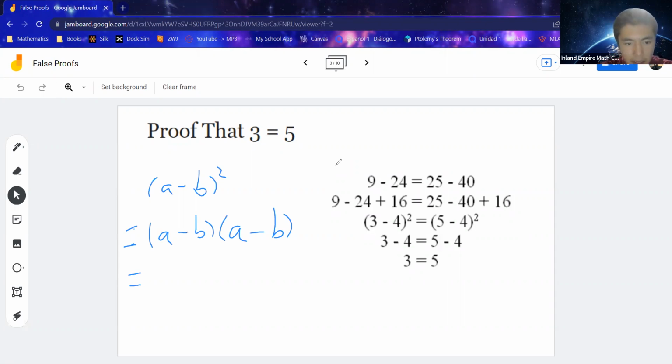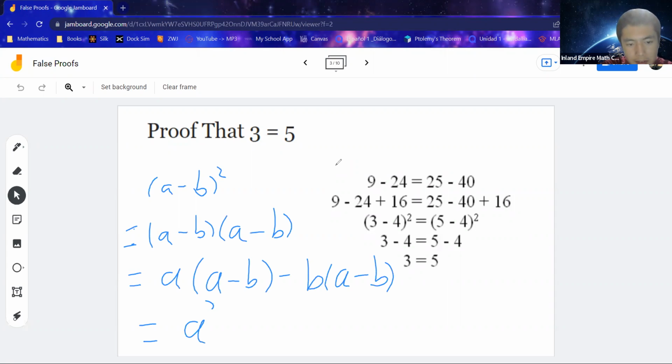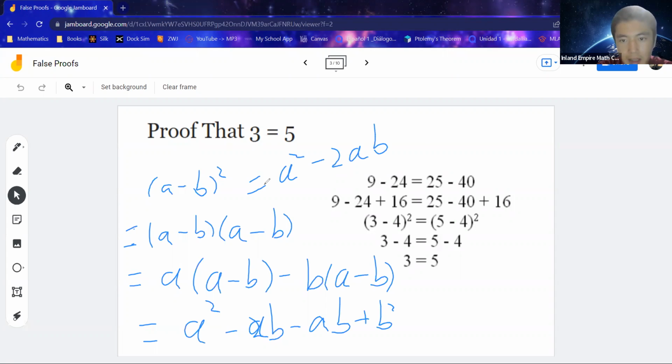Using the distributive property, you would get a times (a minus b) minus b times (a minus b). And then when you distribute that, you get a squared minus ab minus ab plus b squared, which then gives you a squared minus 2ab plus b squared.